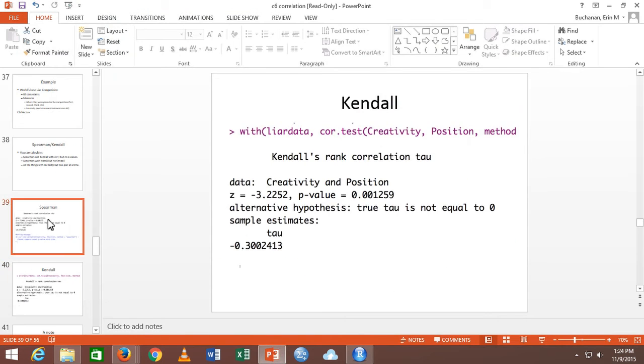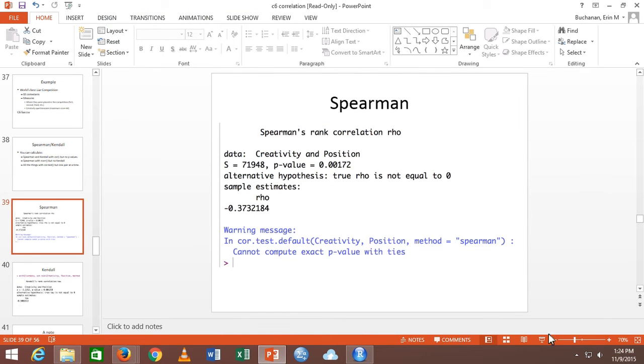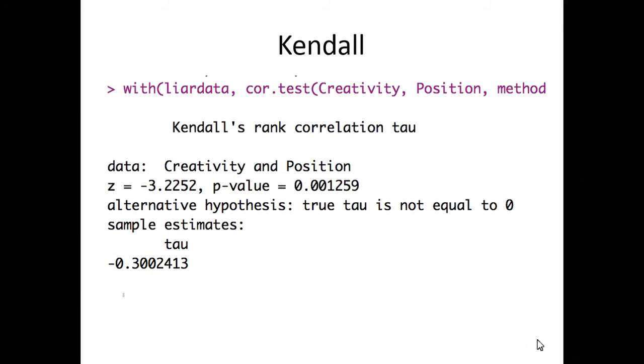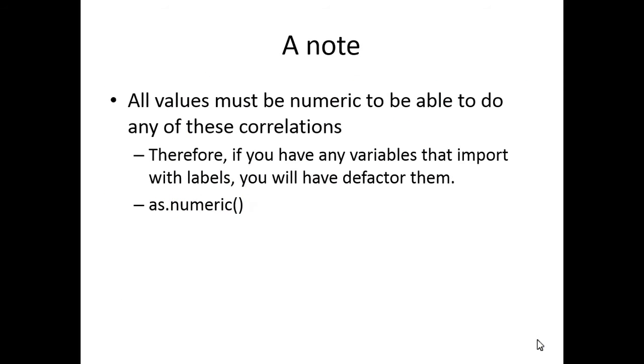So Spearman's rho and Kendall's tau are for nonlinear data, or data that is not continuous, so ranks. To use these, all your values still have to be numeric, even if it is actually categorical. To make it run, it has to be numeric. So if you have any variables that import with labels, you have to sort of defactor them. So as.numeric is the opposite of as.factor. You can factor them and unfactor them, so we can make a numeric variable as well. It has to be numeric even though it isn't.